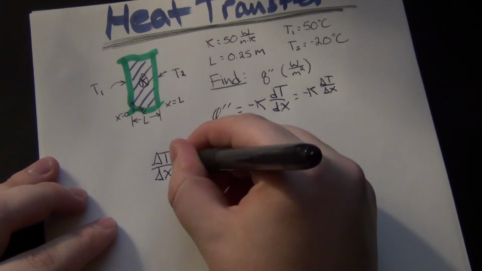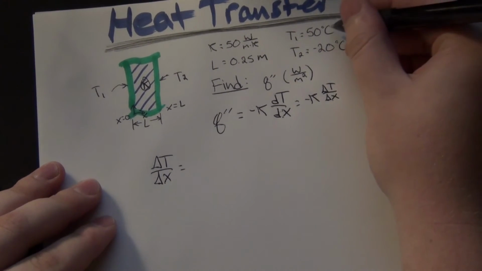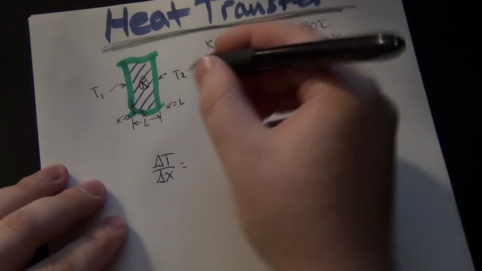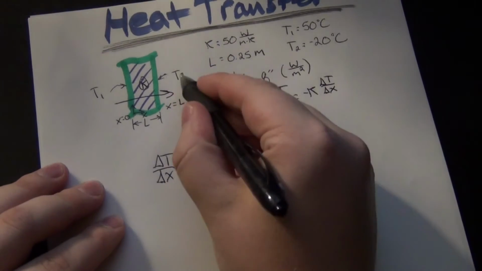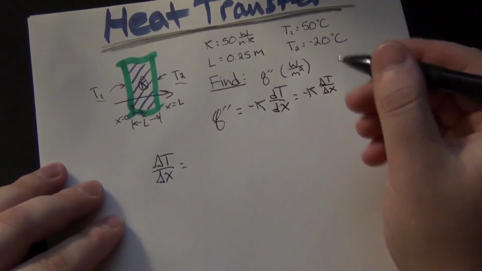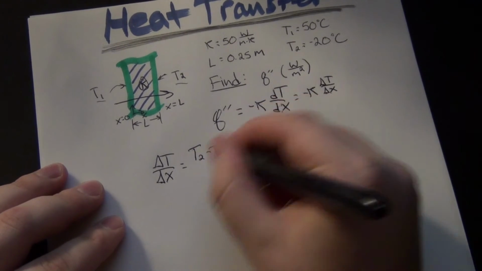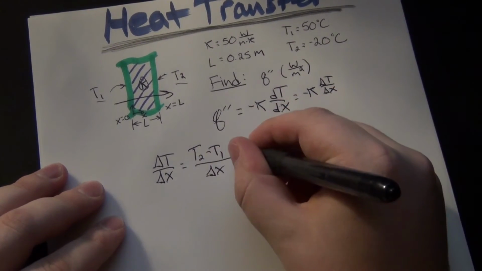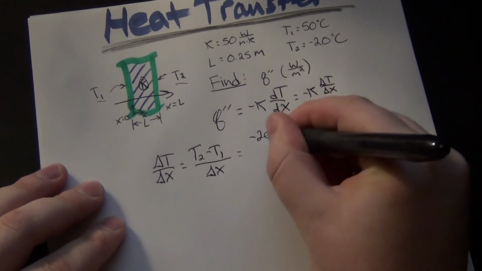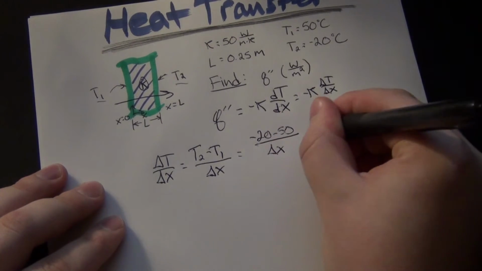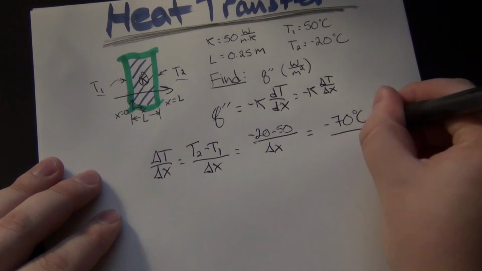So delta T over delta X, and what is delta T? Since heat always flows from hot to cold, we'll assume our direction is going to be from hot to cold. So T1 is our hot wall, T2 is our cold wall, so the heat is flowing in that direction. This is the final direction, and this is the initial direction. So we're going to say delta T is T2 minus T1, and keep delta X for now. That's negative 20 minus 50, over delta X.